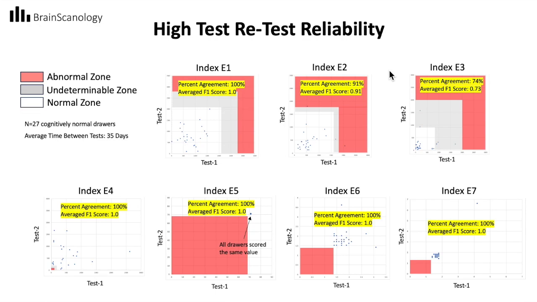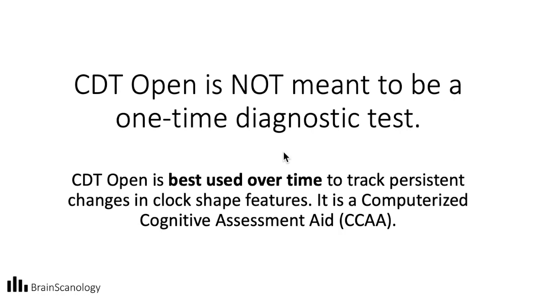This shows that for users who are cognitively normal, when a user draws a clock for the second time, the results given by CDT Open are not drastically different compared to the first time they drew the clock. And it should be noted that the average time between the first and second drawings for this group of people is 35 days. It's important to point out that CDT Open is not meant to be a one-time diagnostic test.